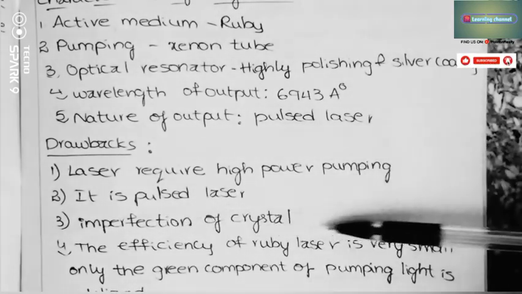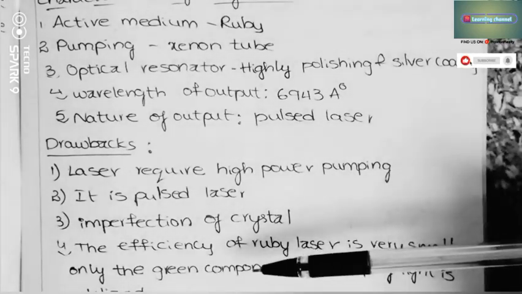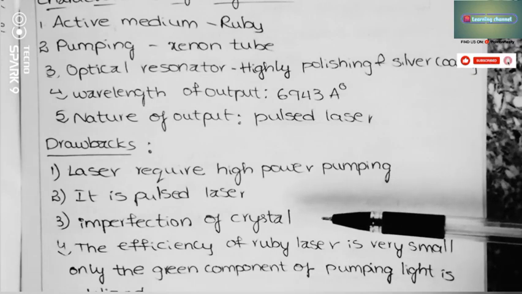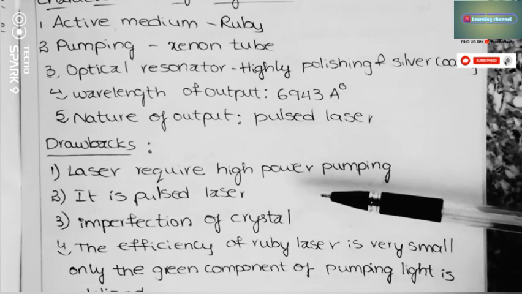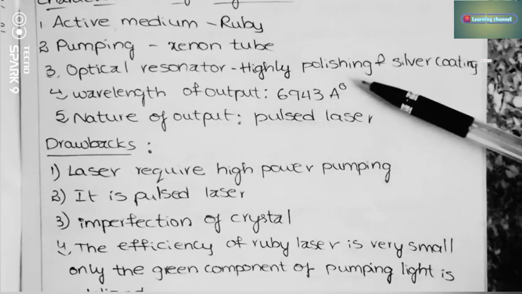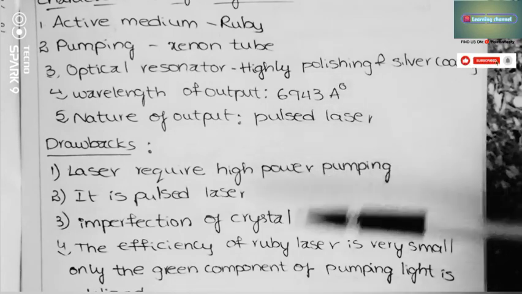And the efficiency of the ruby laser is very small, only the green component of the pumping light is utilized. So only some component is used, the remaining is not used, and it will appear as heat. To remove that heat we again use a cooling system. So these are the drawbacks.